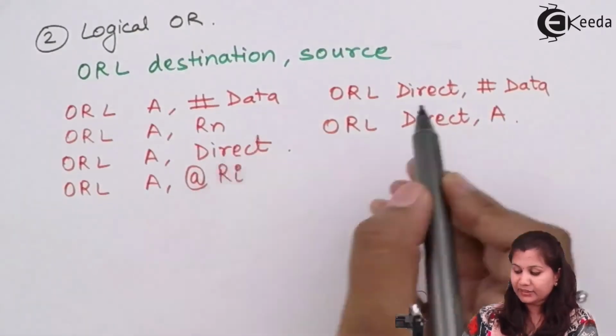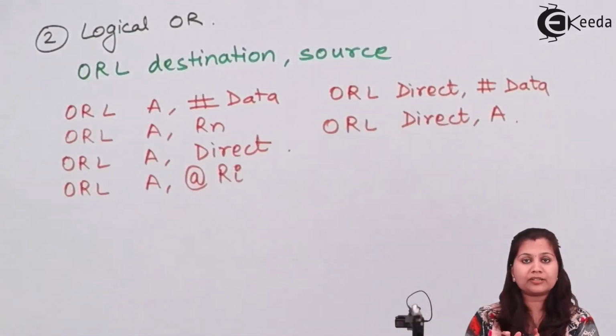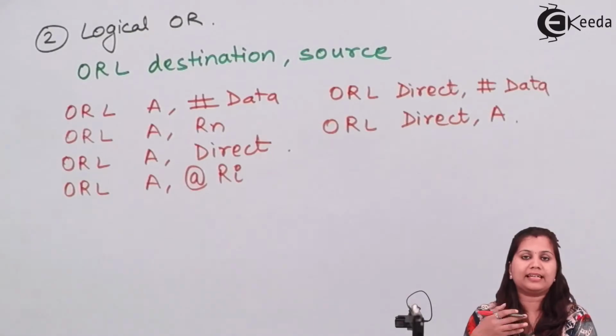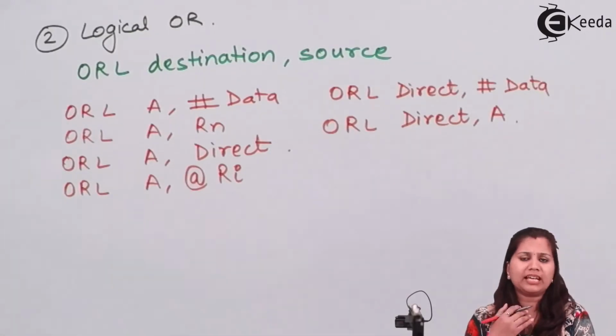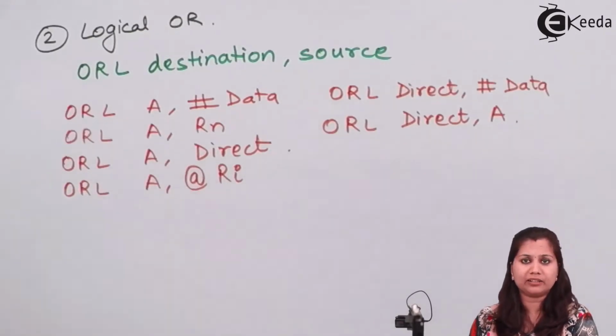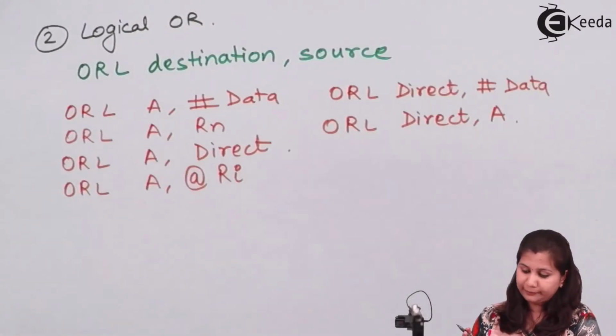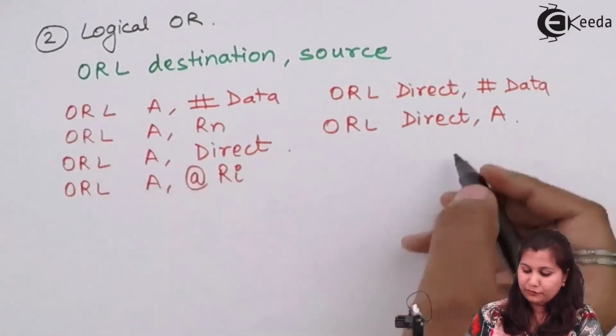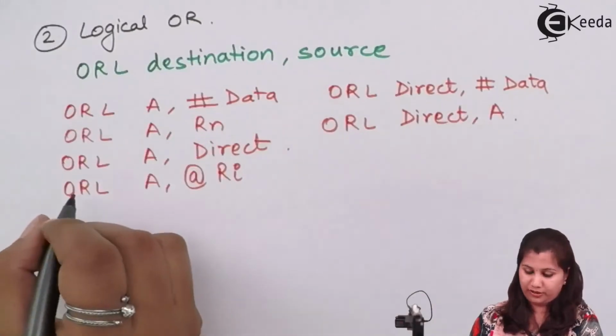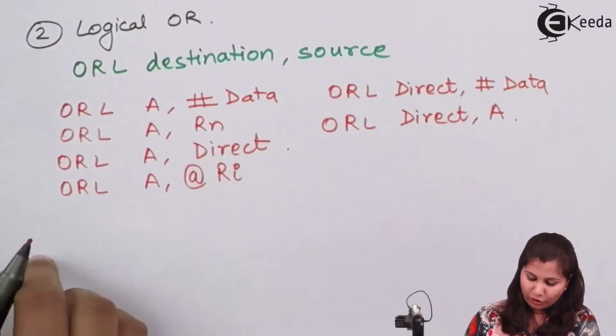So here direct is representing the address of the memory locations like 45, 57, any of the direct addresses given in the instruction. Okay, so these are the examples of the logical OR instruction. Next we have logical exclusive OR.